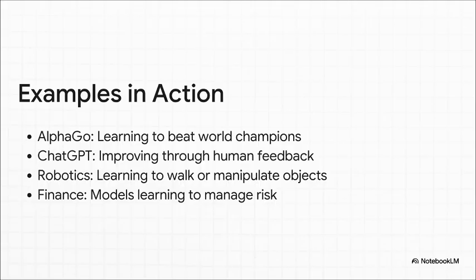And the results of this are just stunning. This is the very technique that allowed AlphaGo to study the ancient game of Go and not just beat, but utterly dominate the world's best human players with strategies nobody had ever seen before. It's how models like ChatGPT learn from your thumbs up or thumbs down to give you better answers over time. It's how robots learn to walk, and how financial models learn to navigate the chaos of the market.